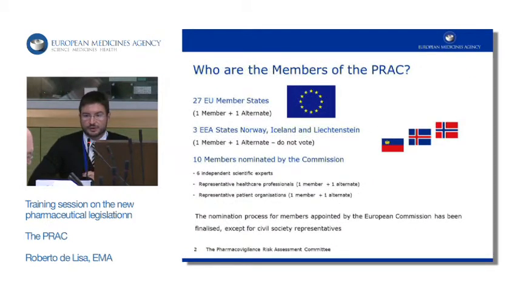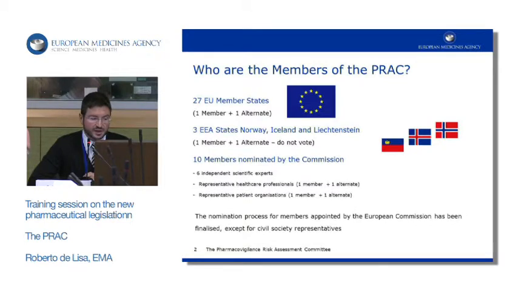What are the members of the PRAC? Actually, what is the composition? Because we still don't have the full membership. We have 27 member states. All the member states have a member and an alternate. The alternate votes when the member is not available. We have 3 member states, Norway, Iceland, and Liechtenstein. Actually, Liechtenstein has delegated its participation to Austria. We have 10 members nominated by the Commission, 6 independent scientific experts, representatives for healthcare professionals, and representatives for patient organizations.